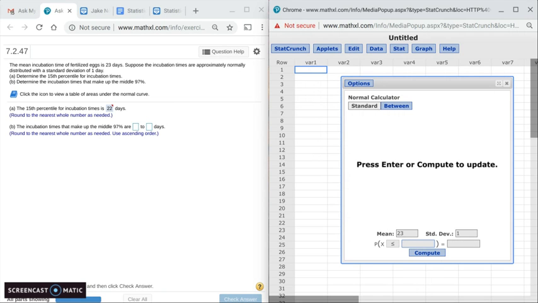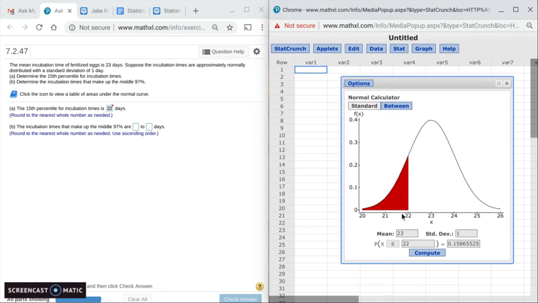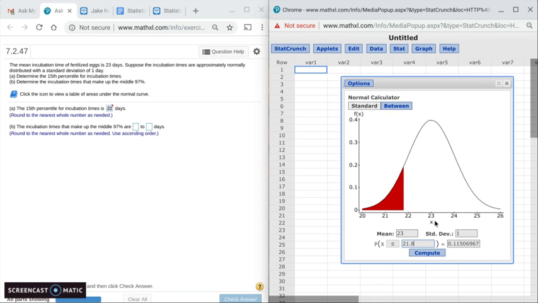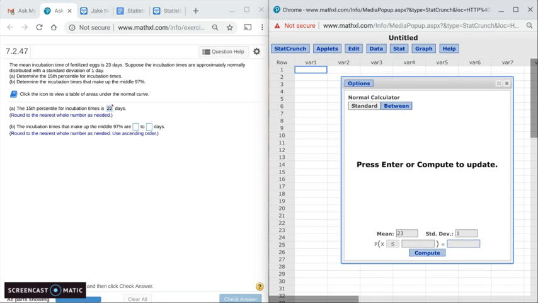Let me do something closer. Like let's do 22. Okay. Well, that's pretty close to the 15th percentile. So you see, 15% of the distribution is to the left of 22. Okay. Well, I mean, we can guess and check at this for a while. Maybe 21.8. That's 11%. That's the 11th percentile.